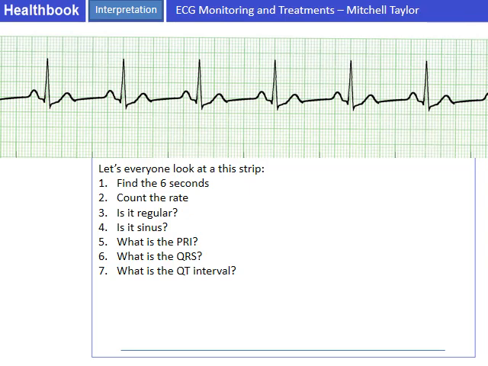I'll give you just a little bit longer. Okay, I'm going to give you about 10 more seconds and then we'll stop and move on. Good job, guys.